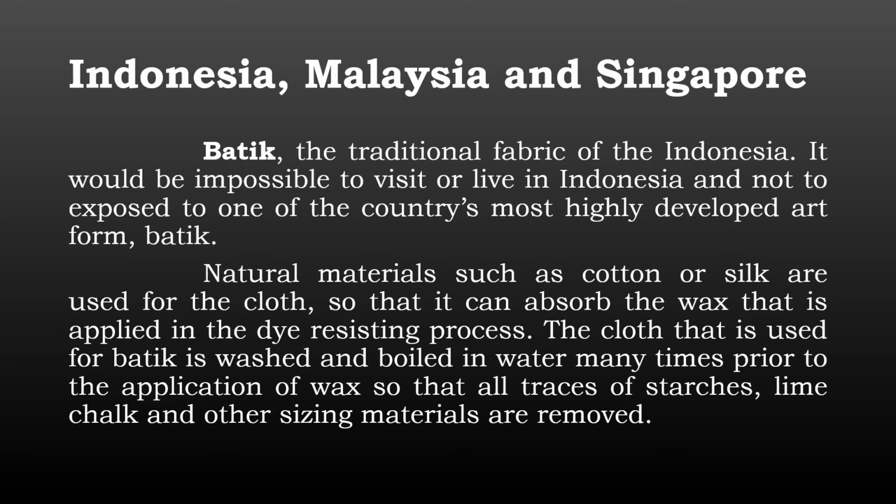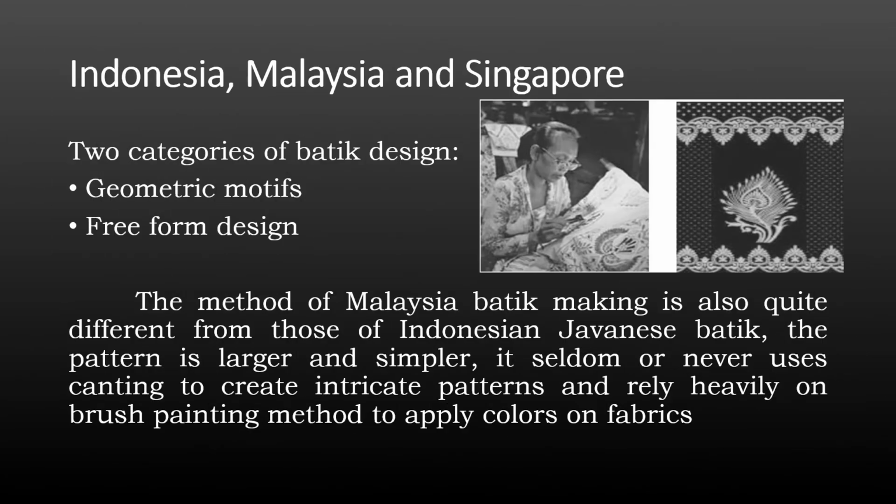The cloth that is used for batik is washed and boiled in water many times prior to the application of wax so that all traces of starch, lime, chalk, and other seasoning matters are removed. There are two categories of batik design: the geometric motifs and the free-form design. The method of Malaysian batik making is also quite different from that of Indonesian Javanese batik. The pattern is larger and simpler. It seldom or never uses canting to create intricate patterns and relies heavily on the brush painting method to apply colors on fabrics.